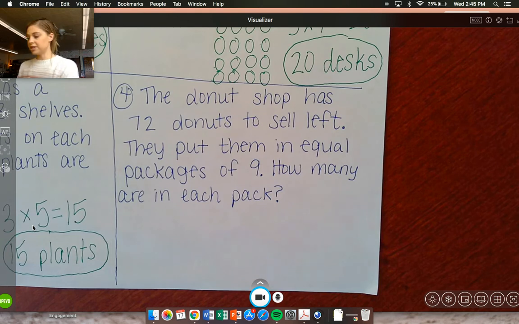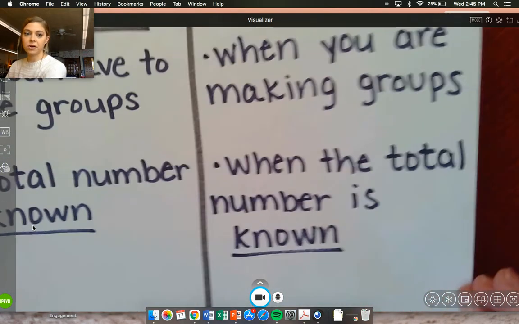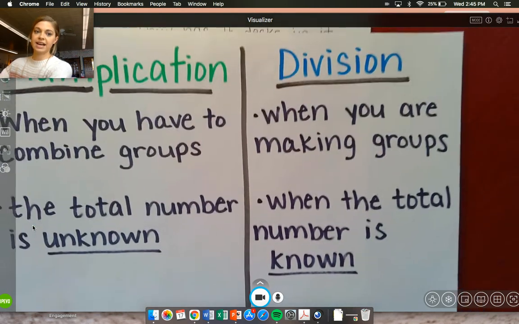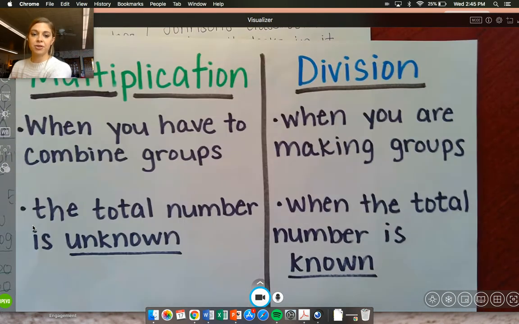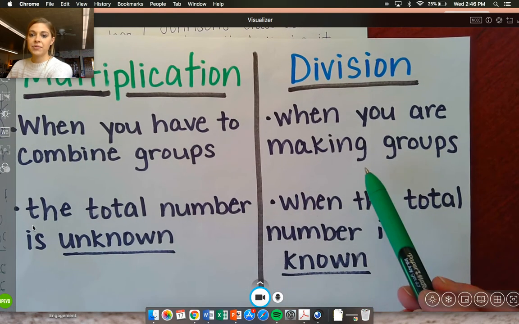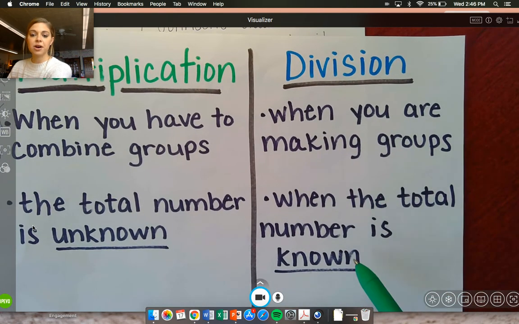Well, let's look at our sheet here. This is very useful. It says when we are multiplying, we have to combine groups, and the total is unknown. When we're dividing, we are making groups, and the total is known.